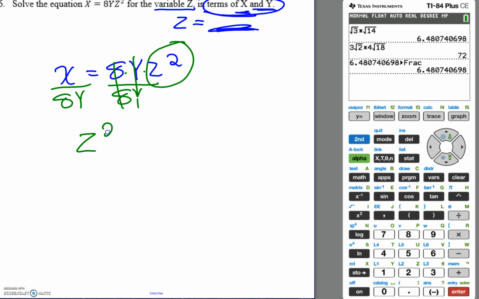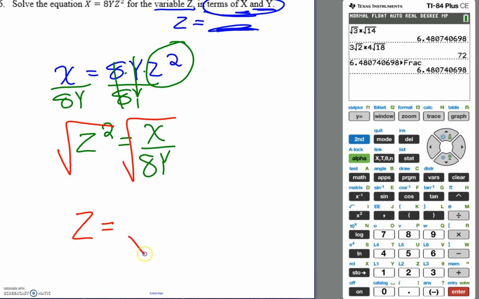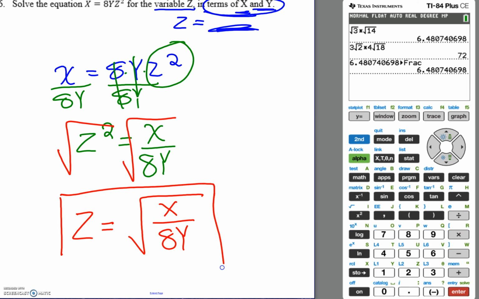So we have z squared equals x over 8y. And to get rid of that exponent of 2, we need to take the square root because the inverse of squared is square root. So we have z equals the square root of x over 8y as our final answer.